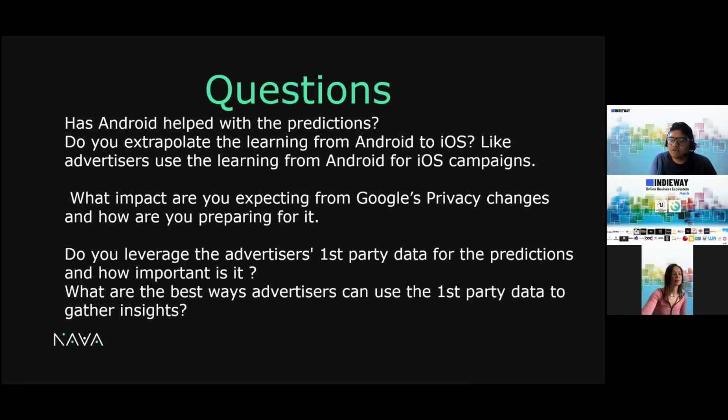On the data end, do you also do something similar, where if you are seeing some prediction on Android, or some variables that are leading to a certain prediction on Android, do you use the same algorithm or same learnings on iOS predictions as well?